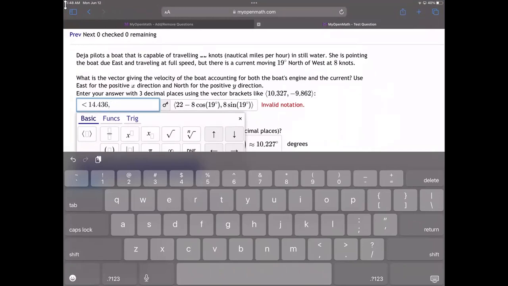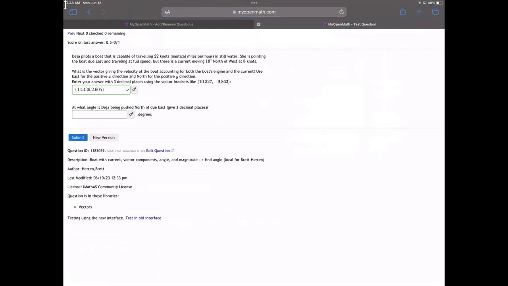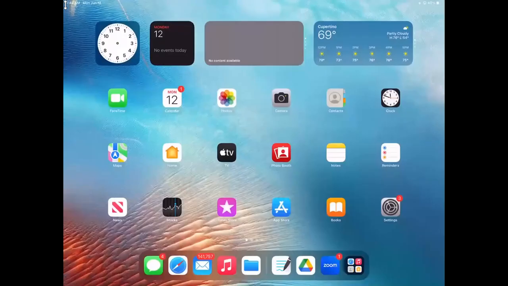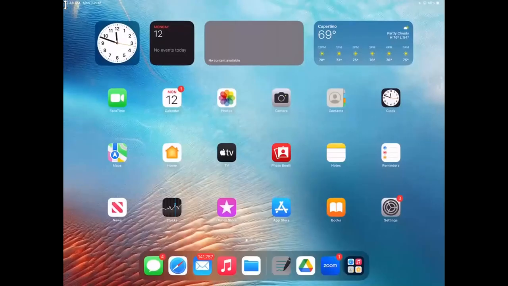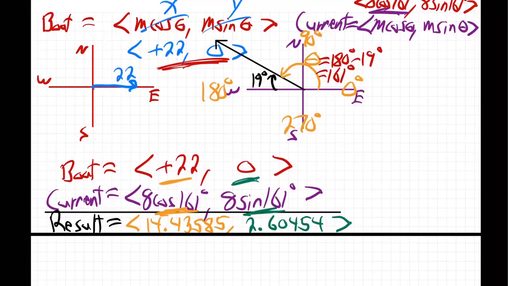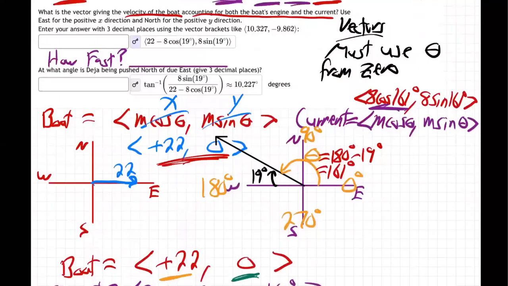The second one was 2.605 when you round it. And they want that bracket thing. Let's see if they take that. Yep, that's the right answer. So there we go. You just round these both to three places. Make sure you use the bracket things, comma in the middle. Okay, that's the resultant vector.